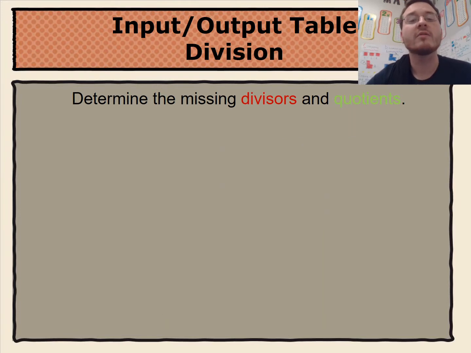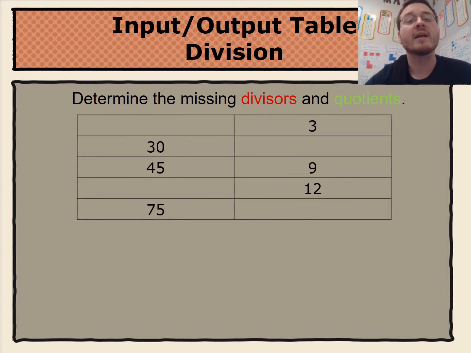Now finally, we're going to do the same thing with division. And again, to locate the missing divisors and quotients, you may need to multiply and you may need to divide. Again, you have an incomplete table, and I would like for you to take a few minutes by pausing this video and completing the table as you see fit. Take your time, use your strategies, good luck.